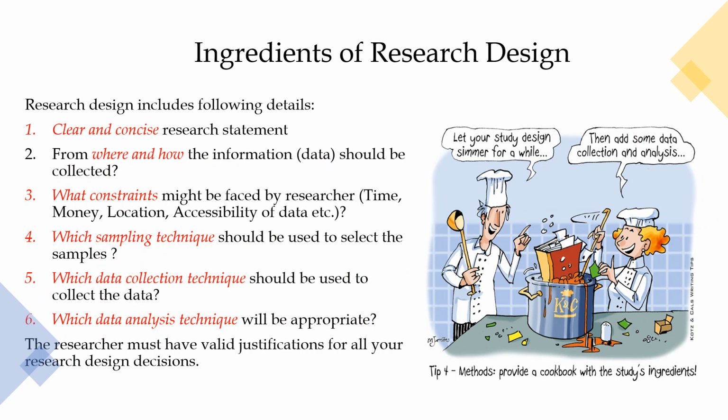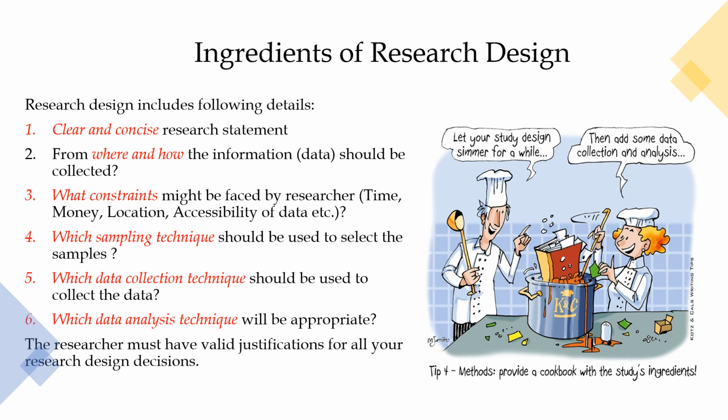So, what are the main ingredients of research design? The main components of research designs are a clear and concise research statement. The research statement must be clear and concise. By giving just one reading of your research statement, the researcher can get an idea of what I want to achieve in my research, from where and how the information should be collected, who my target respondents are, how I can contact them, and how I can collect the data from those respondents.